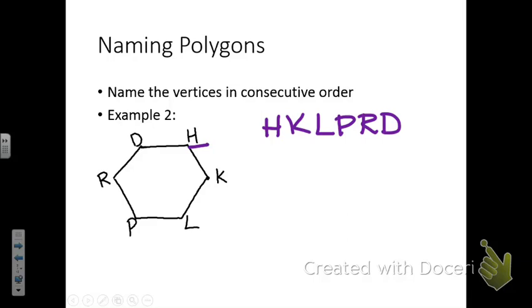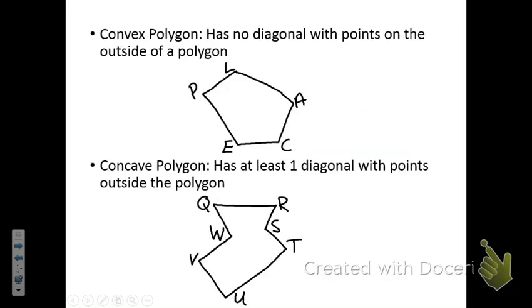Alright, so this time let's start with P and let's go counterclockwise. So if I go P, then what would have to come next? R. Oh, wait a minute. If we go counterclockwise, not R. L would have to go next. K, H, D, and R. Good. Okay? So you have to use all the vertices. Doesn't matter which one you start with, but they have to go in order as they appear around the figure, either clockwise or counterclockwise.